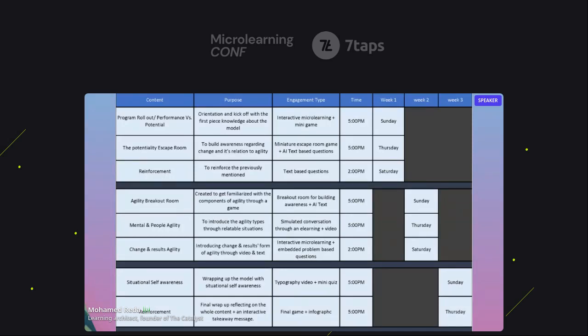that we can let them understand the cultural model, which consisted of 5 pillars of what agility is all about. And each and every part of content, there was a purpose to it. And then we put an engagement type. But not only that we put an engagement type in the form of microlearning, but also there were miniature games, artificial intelligent text-based questions. We did simulated conversation, typography video, mini quizzes.